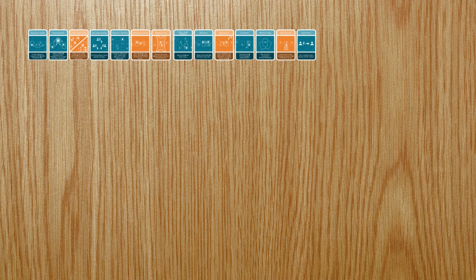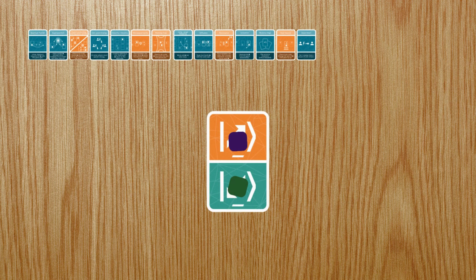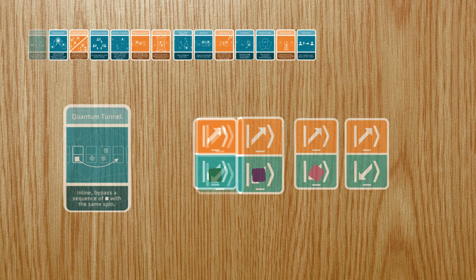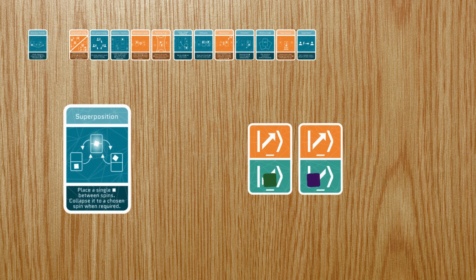Now let's move on to the effects. Keep in mind that effects can also be used to either enter or exit an electrode, and they can influence any player's electrons. The first effect is quantum tunneling, which is the same as before, but no longer subject to the conservation of energy. Then we have superposition. You place an electron on the line between two spins. When another movement or effect requires the spin to be determined, the player who used superposition gets to choose the final spin. But if that choice makes the move impossible, the move is lost.